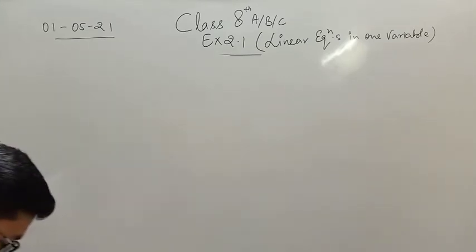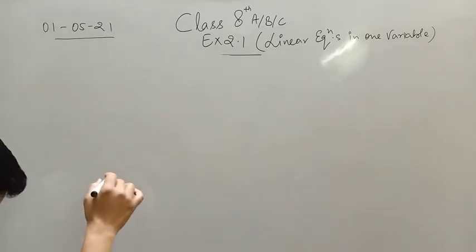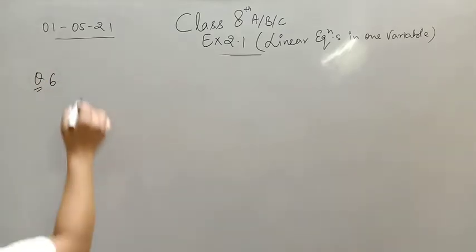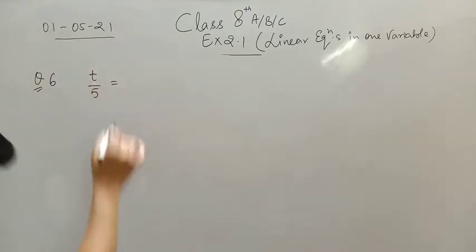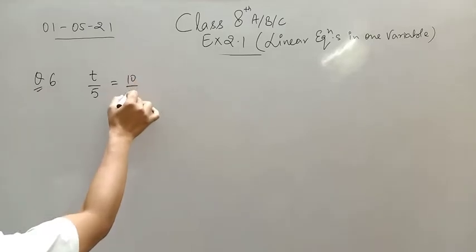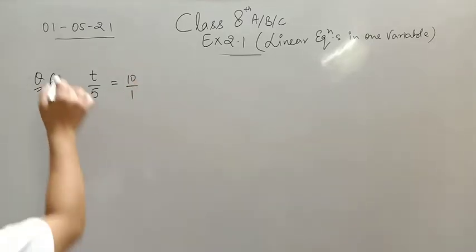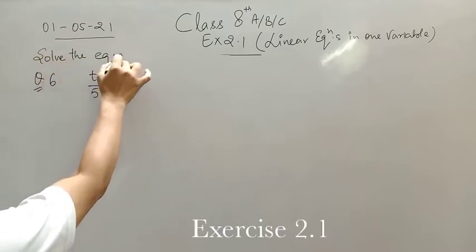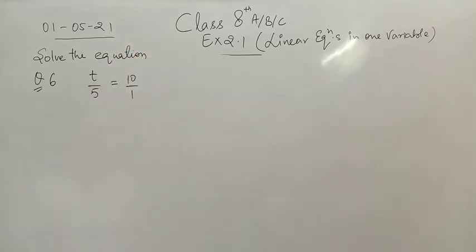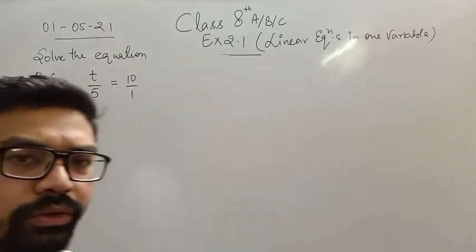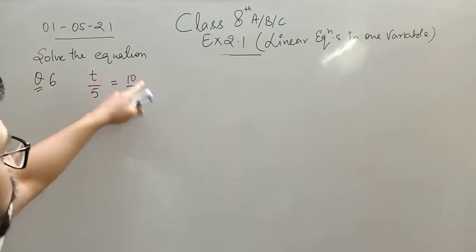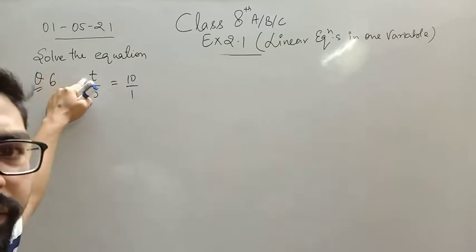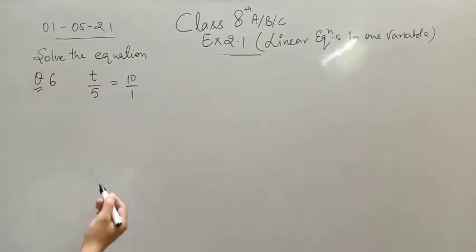So let's say I have one question for you. This is question number 6 of your exercise. This is t by 5 is equals to 10, and here solve the following equation. The question is solve the equation. Now please tell me how to solve this question. If you have t by 5 is equals to 10 upon 1, solve the equation, that means you just need to find the value of t.